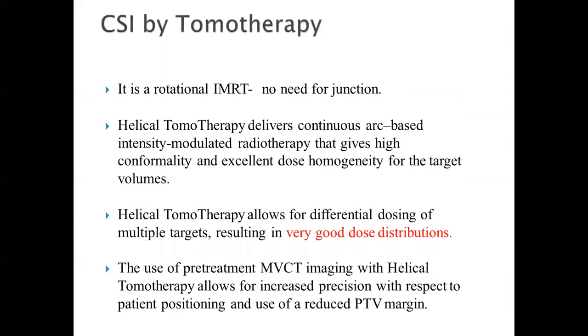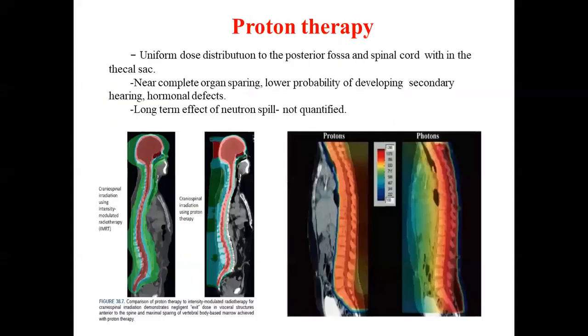Coming to the CSA by tomotherapy, it's a rotational IMRT technique. There is no need for junctions. So helical tomotherapy delivers continuous arc-based intensity modulated radiotherapy that gives high conformability and excellent dose homogeneity for the target volumes. Helical tomotherapy allows for different dosing of multiple targets, resulting in very good dose distribution. The use of pre-treatment CT scan imaging with helical tomotherapy allows increased precision with respect to patient positioning and use of reduced PTV margin.